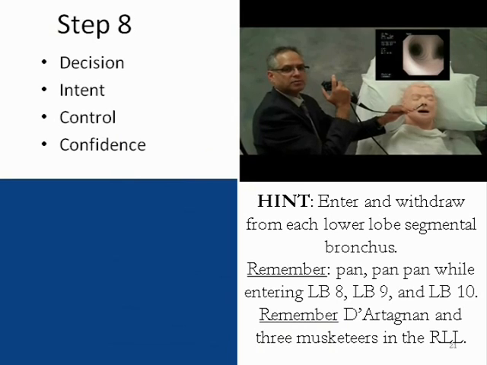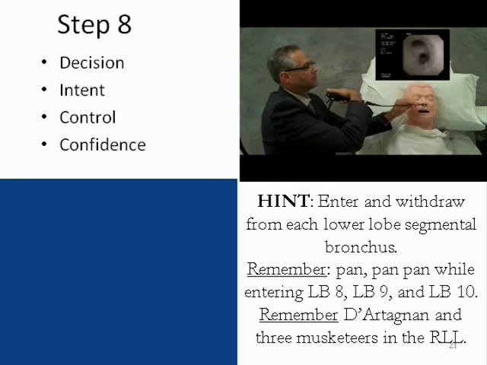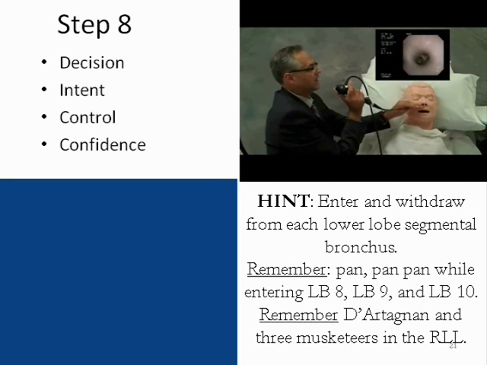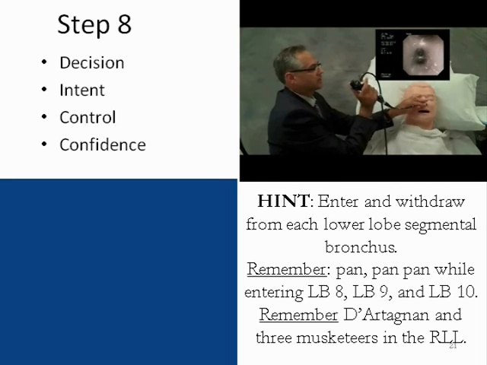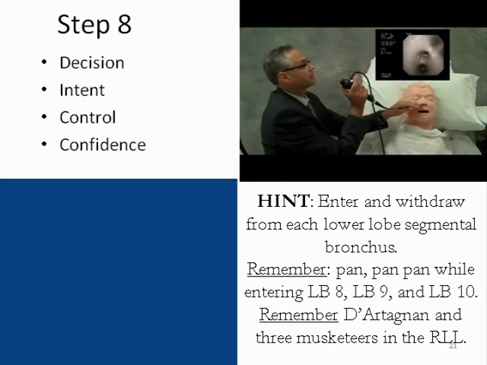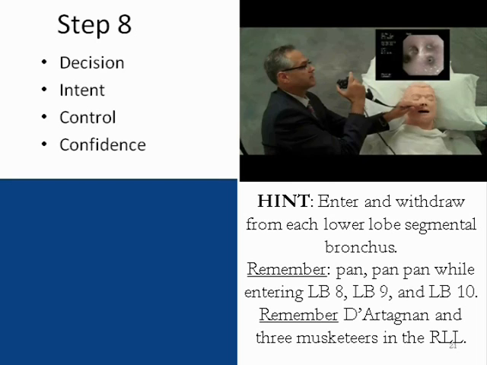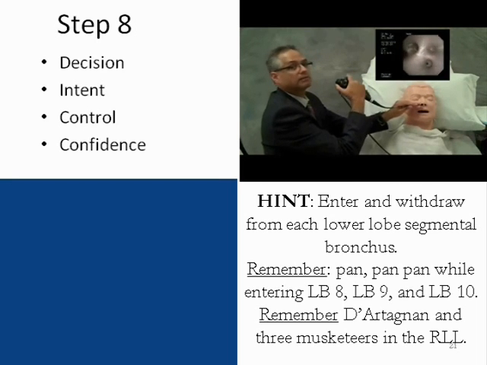Step 8 exercises will take us into the basal pyramid on both the left and right sides. Let's go down to the left lower lobe. Keeping the scope in the midline, we follow the curve to the left lower lobe bronchus, beyond the superior segment, and visualize the basal pyramid. We are able to enter the posterior basal segment, the lateral basal segment, and rotating the scope slightly, the anterobasal segment.